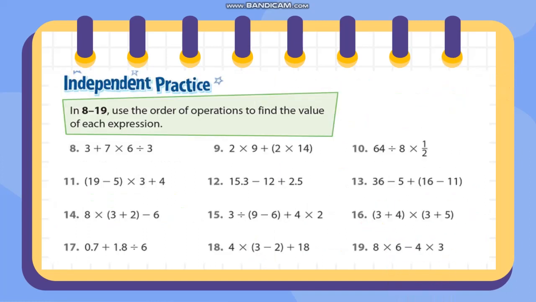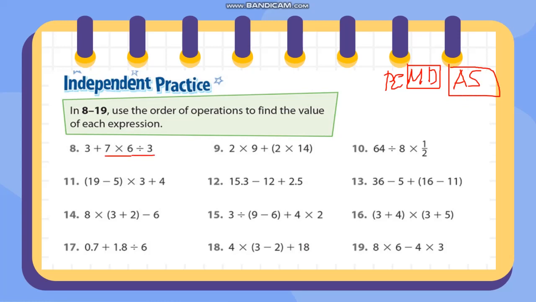Let's continue. Use the order of operations to find the value of each expression. So let's identify and follow the rule, which is the PEMDAS rule. I need to put brackets on the multiplication and division because that is considered one rule, and also on addition and subtraction. Okay, in number 8, we don't have parentheses, we don't have exponent. Okay, and the next is multiplication and division. So we have multiplication and we have division.